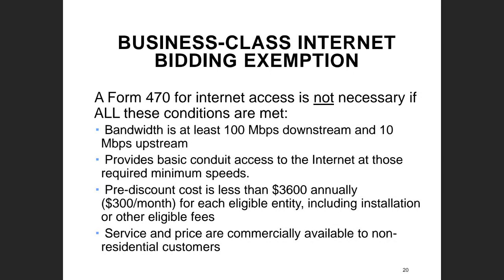And then you need to be spending $3,600 or less per year per location for that service. So that's $300 a month, but you do need to be mindful of whether there are other charges that contribute to your internet that go into that amount. That might include certain surcharges, it could include your static IP addresses, and then also installation. So all in needs to be no more than $3,600 annually per location. And of course, the service must be commercially available to other non-residential customers. But basically, if you have that service, that means it's commercially available. So that's not really a sticking point.